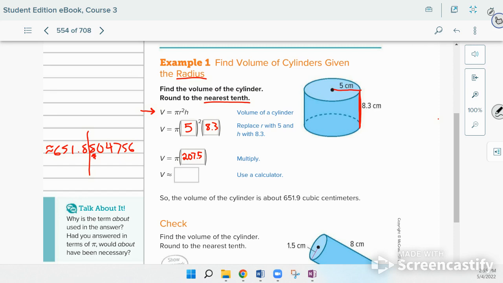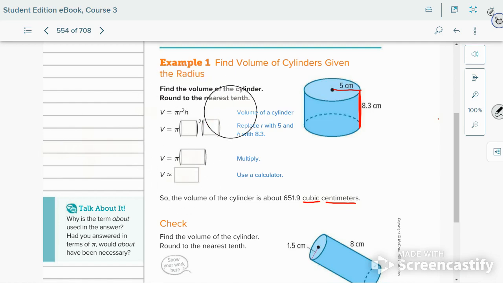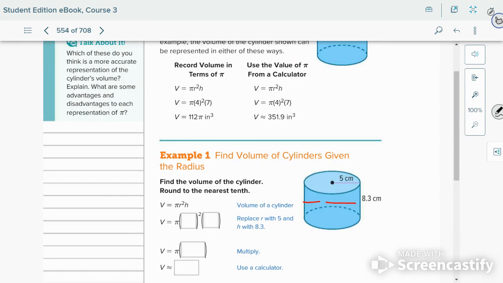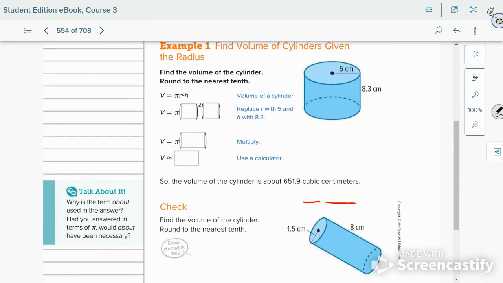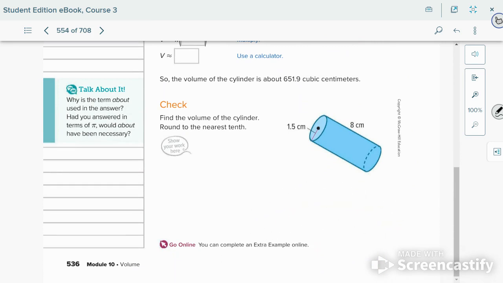This 8 tells the 8 before it, to the left of it, to round up. So that's going to be 651.9. All right, and it's cubic centimeters because volume is always measured in cubic units. Okay, moving on. Try the example. Try the check.